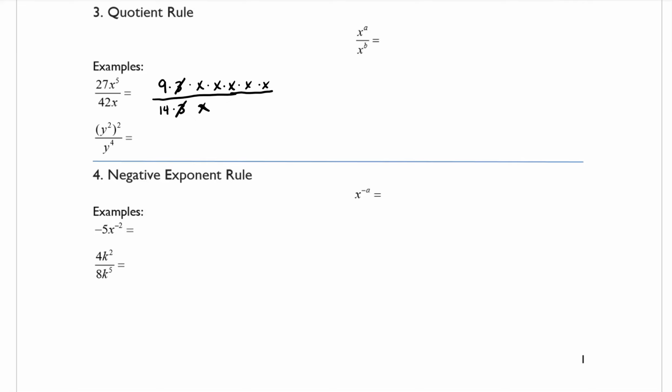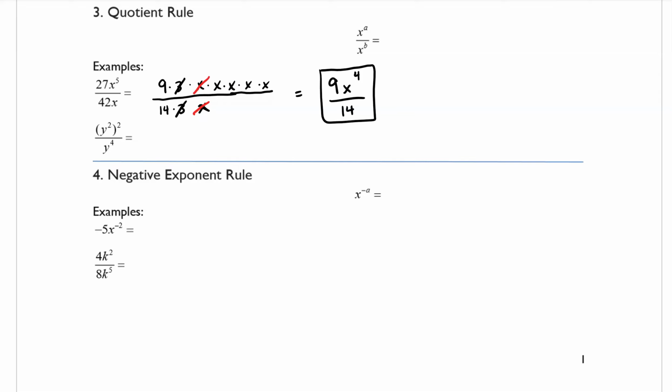But notice that we did that with the 3's, and we can actually do the same thing with the x's. So this x will divide with this x. And so if I rewrite that out, we'll have 9, and then we have 4 x's in the numerator, and we divided all of the x's in the denominator, so we're just left with 14. So that would be our simplified answer for that one.